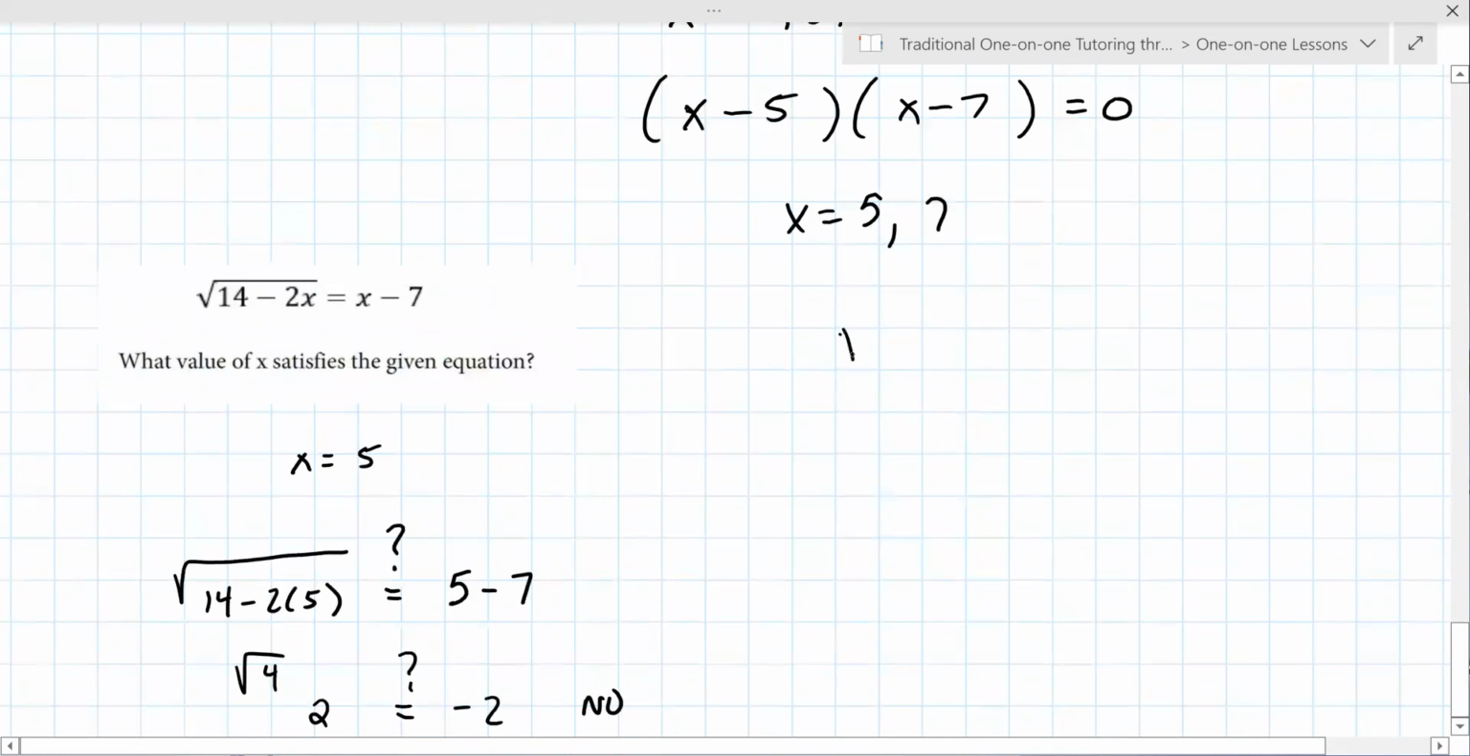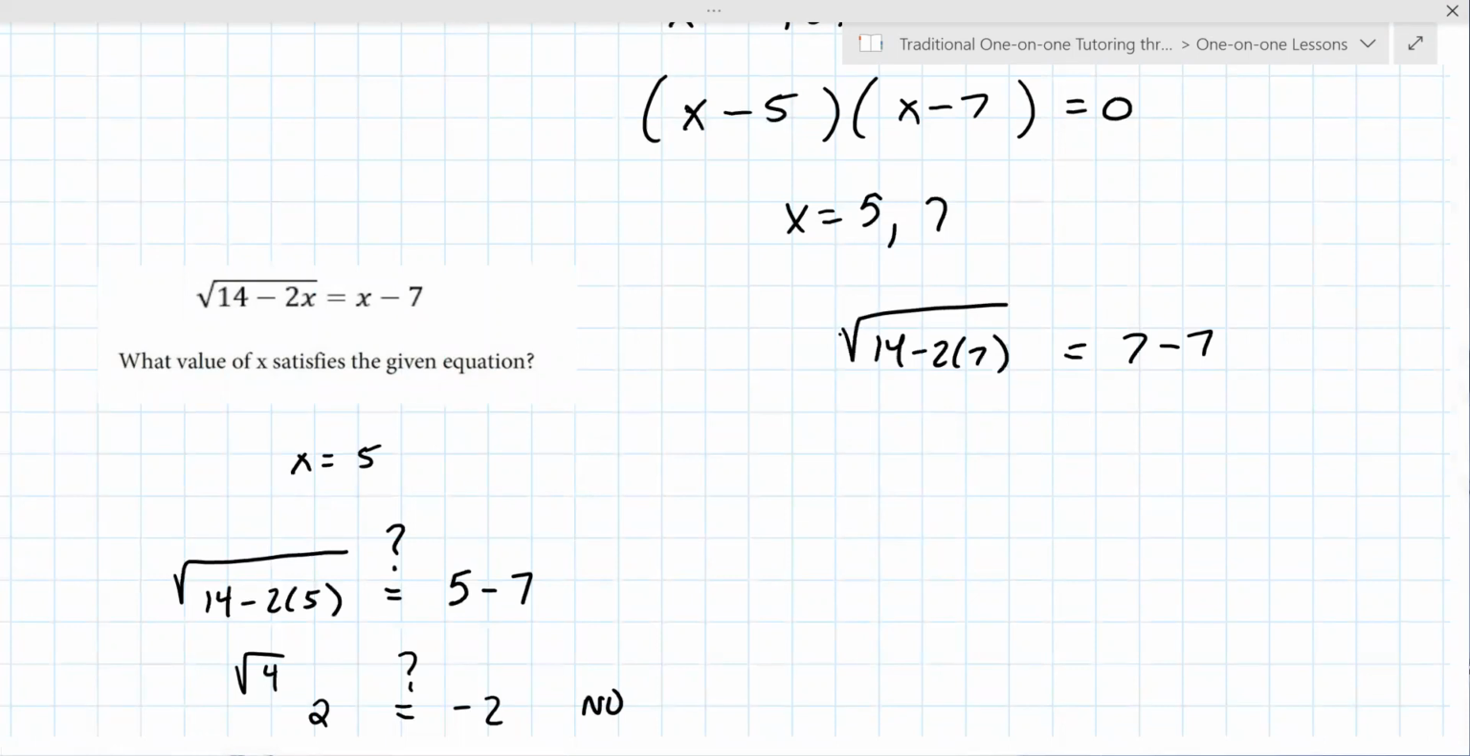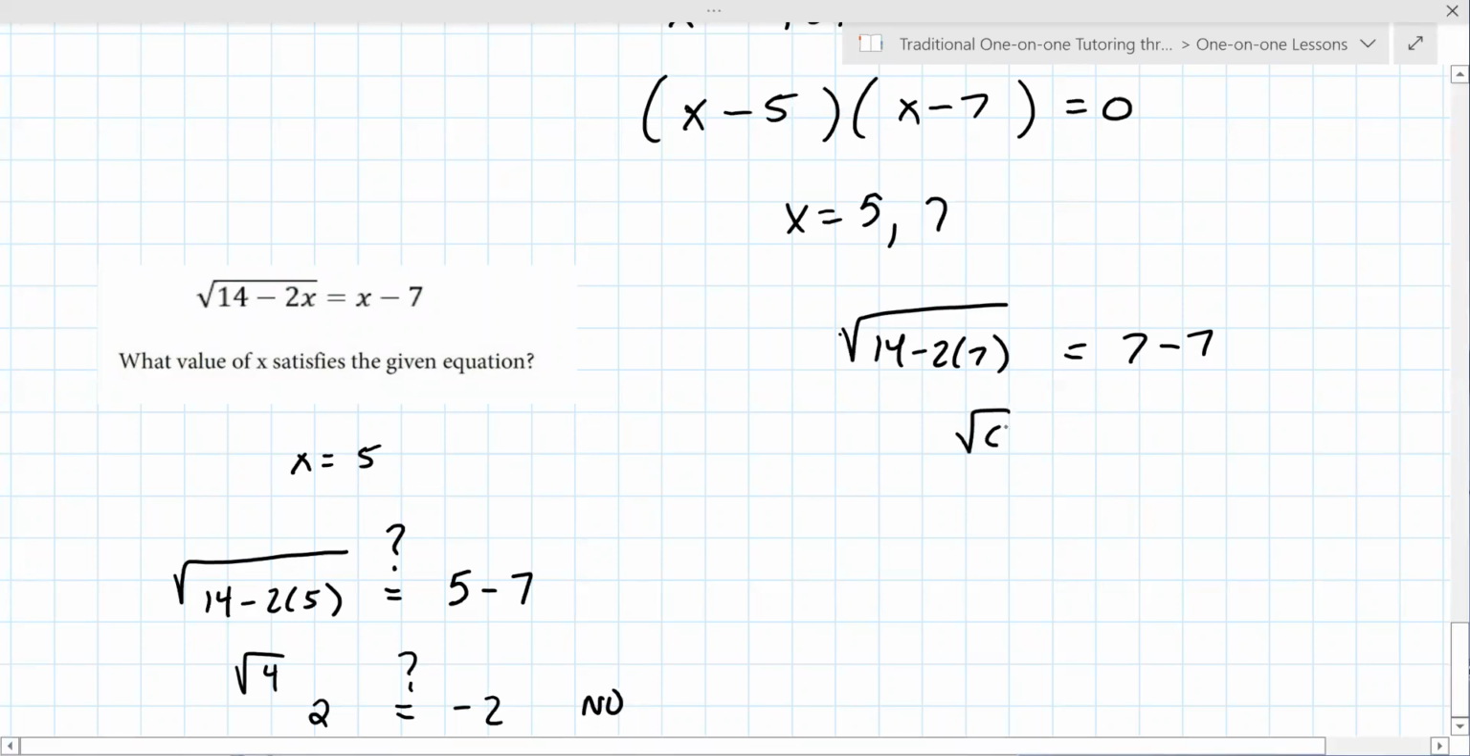So I want you to check the other one here. You're going to find that it does work, but it's important that you get it and know that this works. So 2 times 7 is 14. 14 minus 14 is 0. And then 7 minus 7 is 0. Square root of 0 is 0.